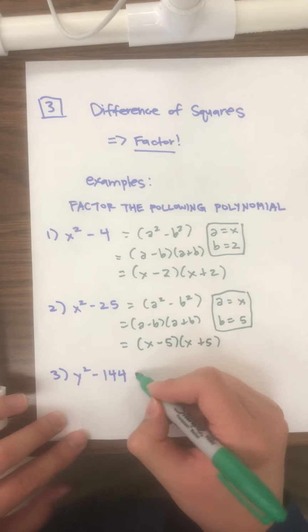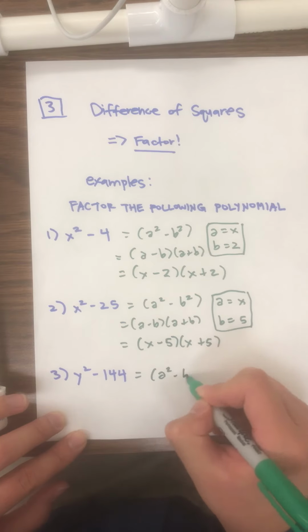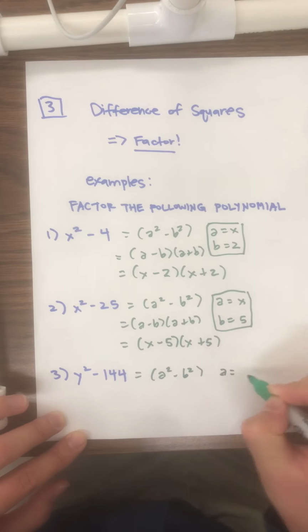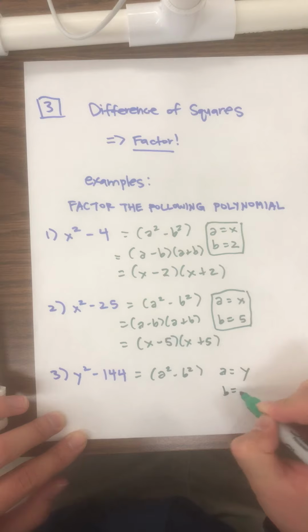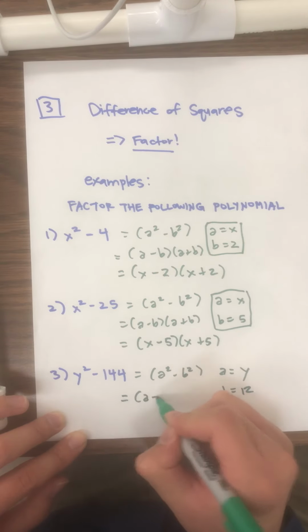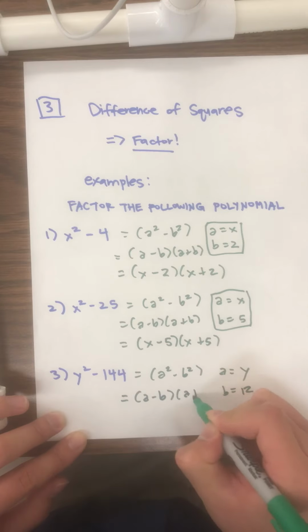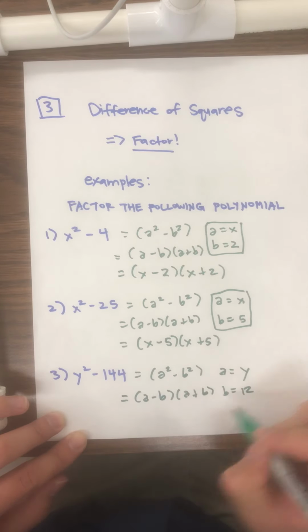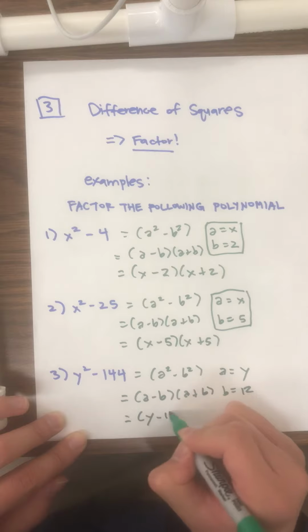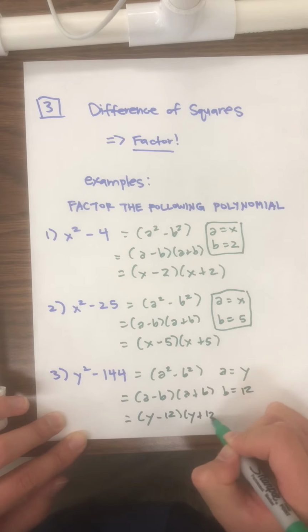Remember, this is in the form a squared minus b squared. What is a? A is y. What is b? B is 12. So now let's plug in everything into our equation. A is y, b is 12. So we'll get y minus 12 times y plus 12.